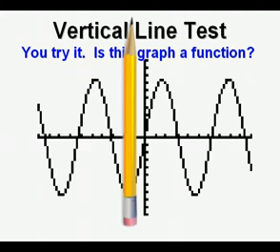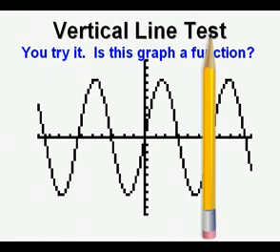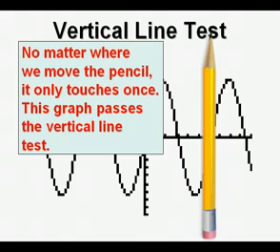Okay, now we have this pencil, and we see that no matter where we move the pencil, it only touches once, so this graph passes the vertical line test.